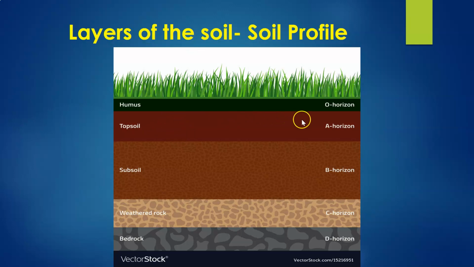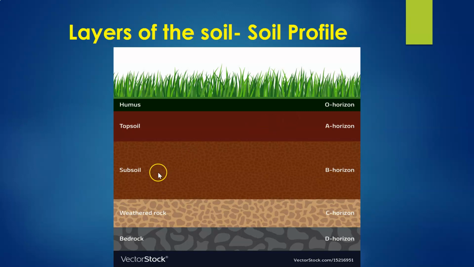Now, the first layer of the soil is called topsoil. The topsoil has lots of humus, as I just said. It is also called the A horizon. This is where small plants grow and where we plant our seeds to grow.